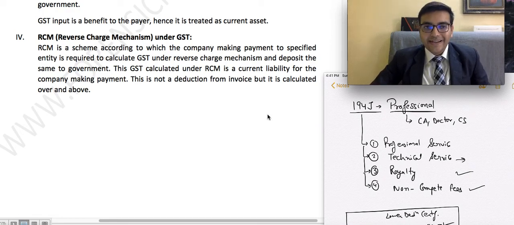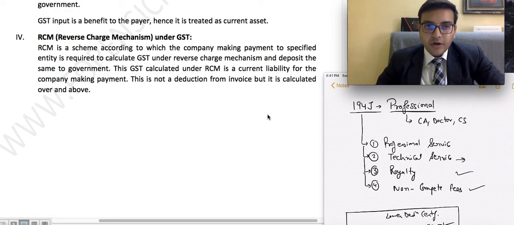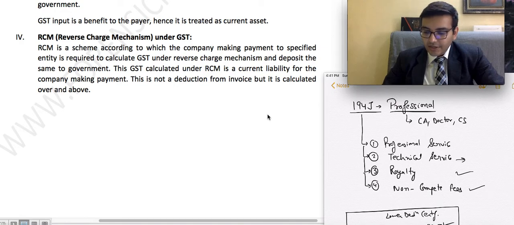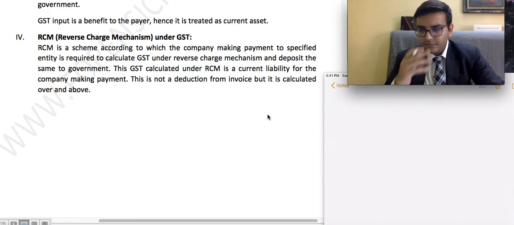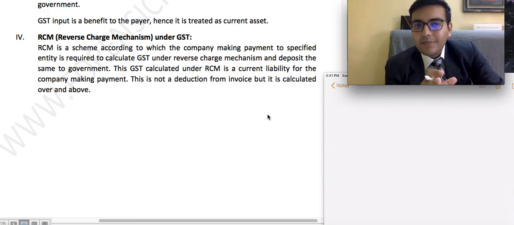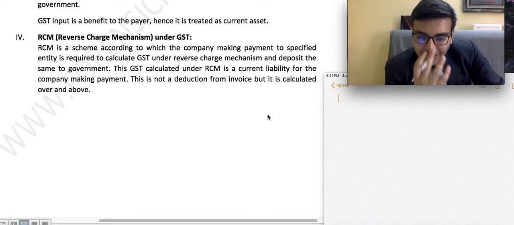So moving on to our next topic, reverse charge mechanism under GST. What is this reverse charge mechanism and why is it applied? First of all, let us understand that. Then we will talk about an example and the accounting of this reverse charge mechanism. So what is reverse charge mechanism and why is it applied?